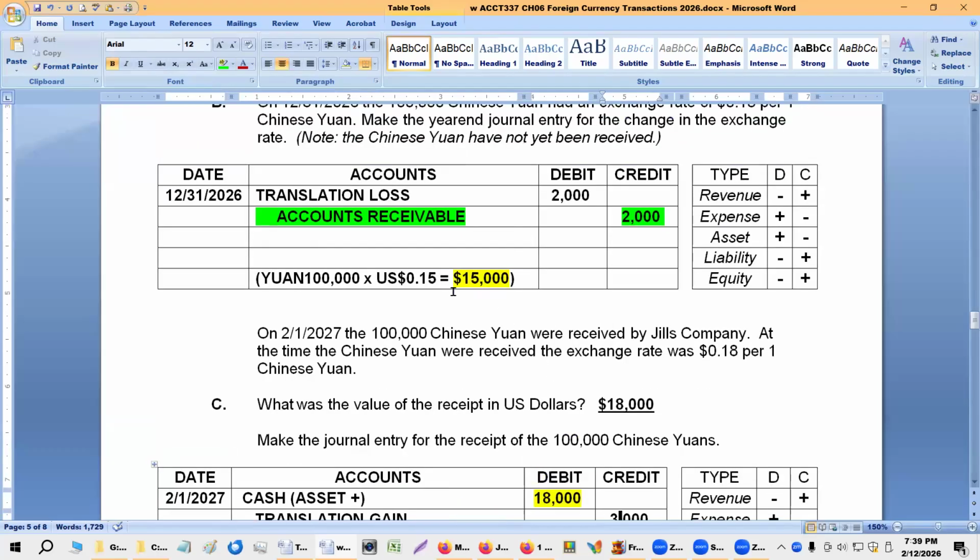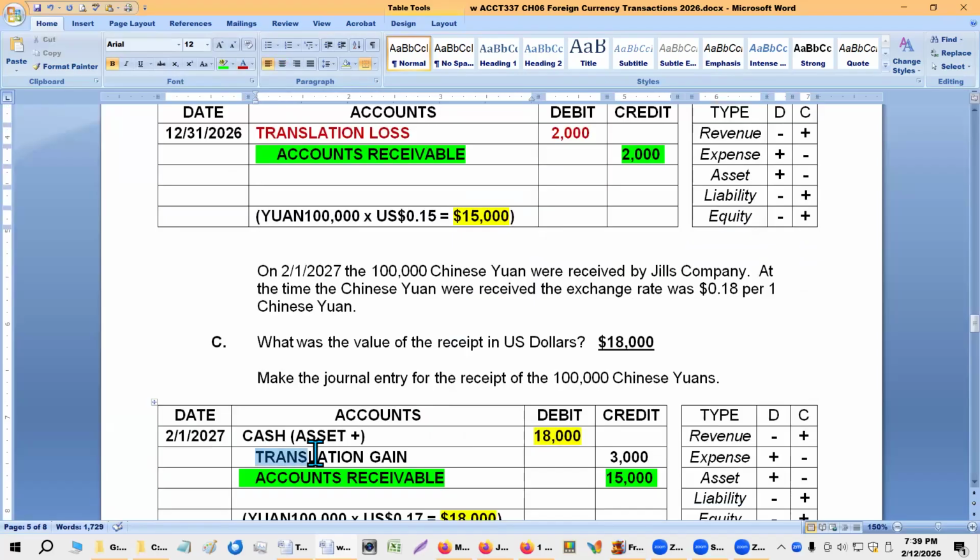So here's what would happen in 2026, we'd show this translation loss on the financial statements. And then we showed this translation gain on the financial statements in 2027 at year end. That's really what happened. We lost 2,000 going into the end of 2026, but we recovered 3,000 going into 2027. So it does put the correct gains and losses in the correct periods.